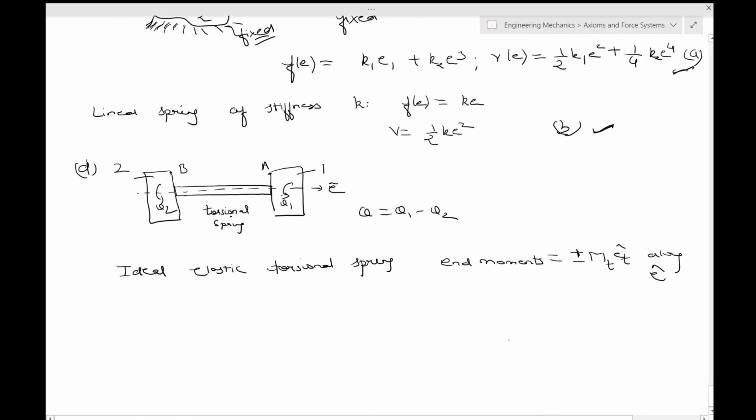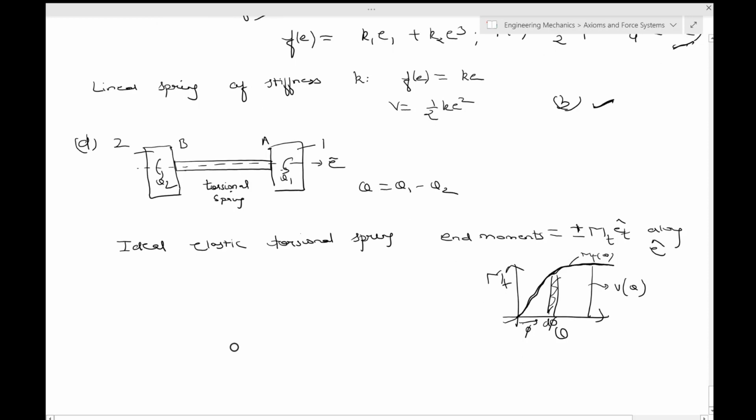I am not separately showing it, or let me just do that once. M_t of theta. So you have something like this. Okay, and elastic means that once you remove the end loading, it will come back to zero moment using the same exact path. So okay, over here one strip will be d phi, from here it is phi, and the area under the curve will be V of theta. Yeah. M_t of theta. So theta equal to 0 would have M_t of 0. Okay, you can see that over here. We assume something like this.